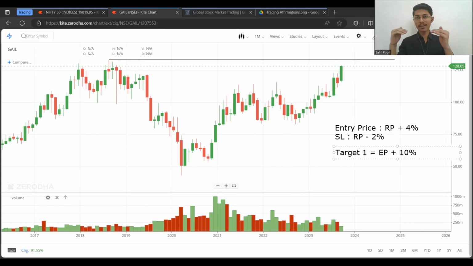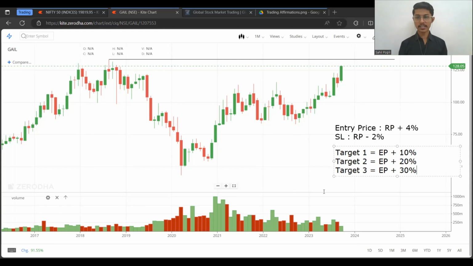Why? Because above the resolution point, we are keeping 4%. We are waiting for 4% to move on the upper side. And our initial stop loss is going to be 2%, like resolution point minus 2%. So overall risk which we are keeping for this particular trade becomes 6%. So for that point of time, we can keep the potential target for 10%, and the potential target 2 comes to entry price plus 20%, and target 3 comes to almost entry price plus 30%. This is as simple as that.